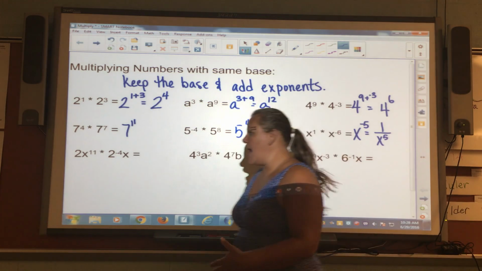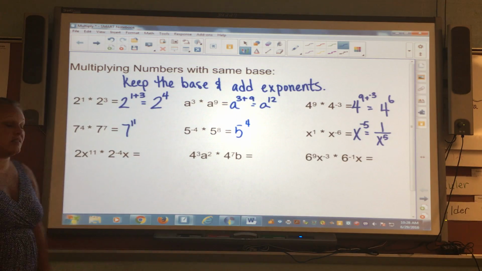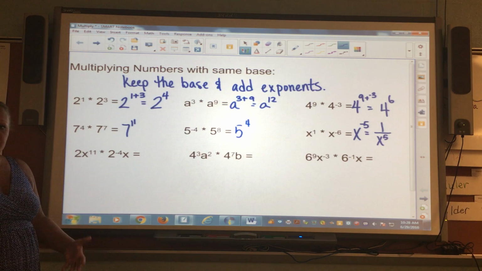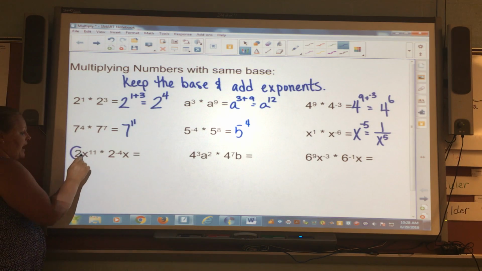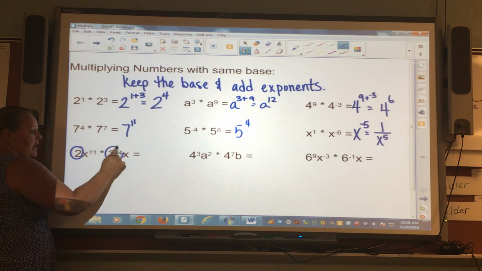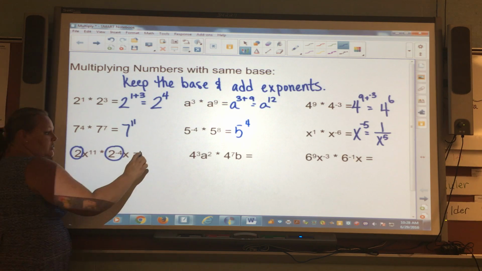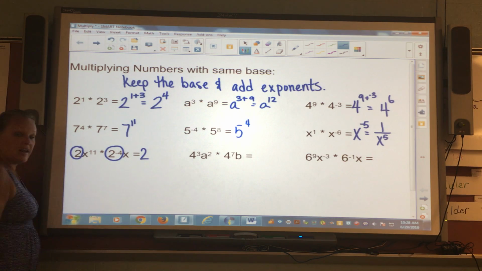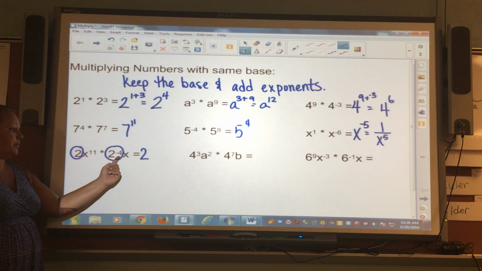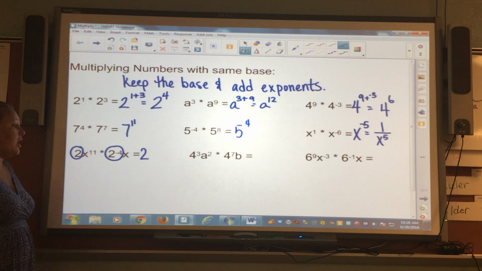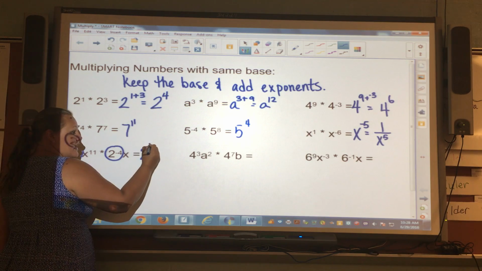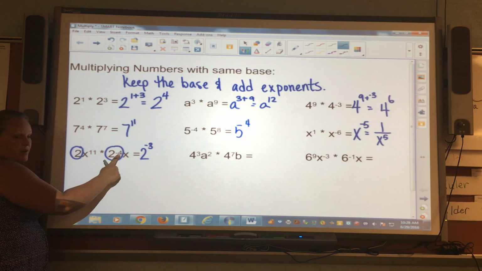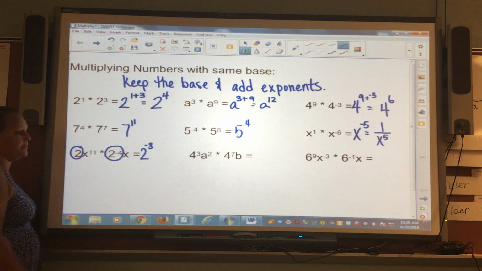The next couple, we have a couple different bases. So we need to treat them separately. So this one, I have a base 2 and I have a base of 2. So I'm going to keep the 2 and I'm going to add 1 plus a negative 4. Again, my signs are different, so I will subtract and get 3, and it will be negative 3 because the 4 is bigger than the 1.